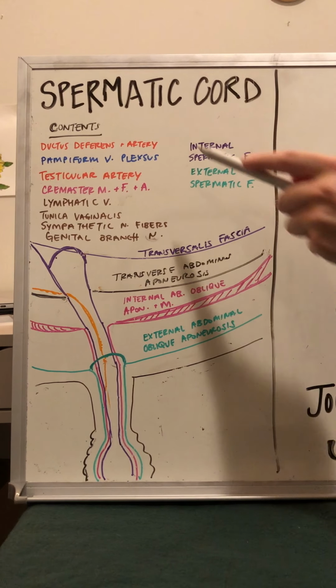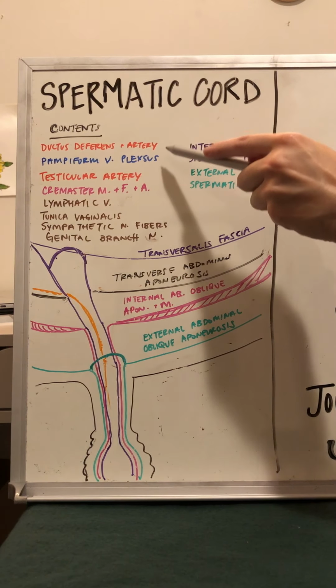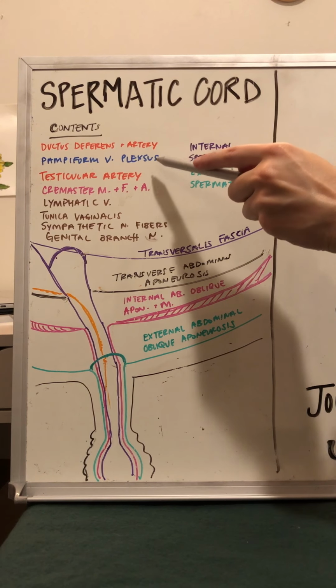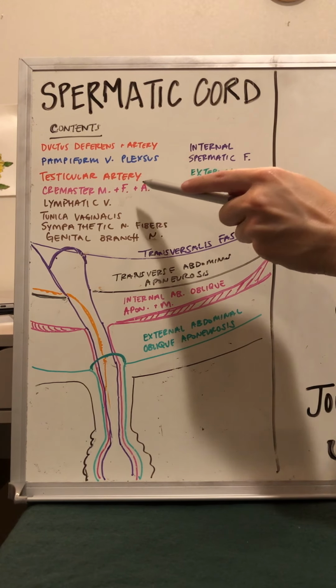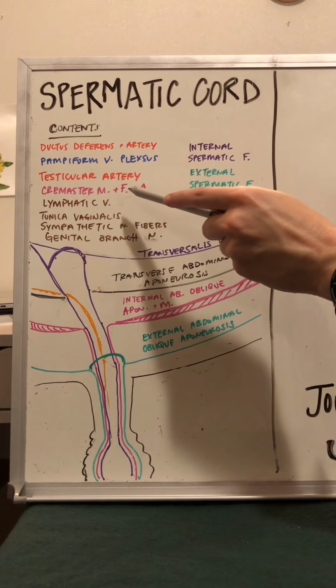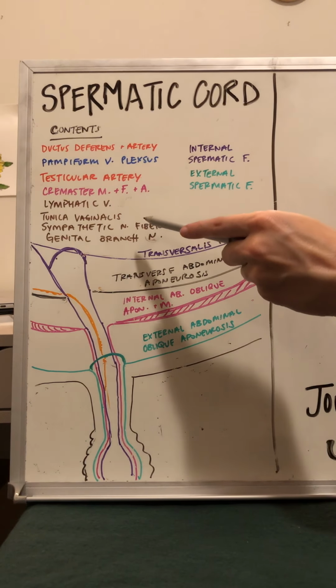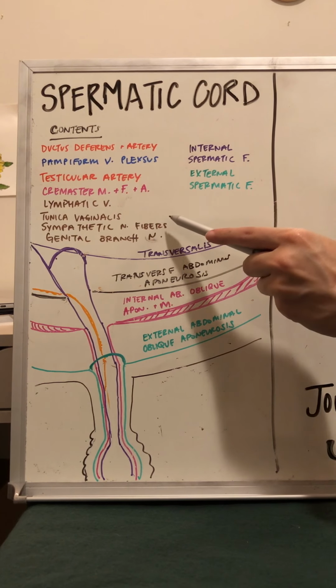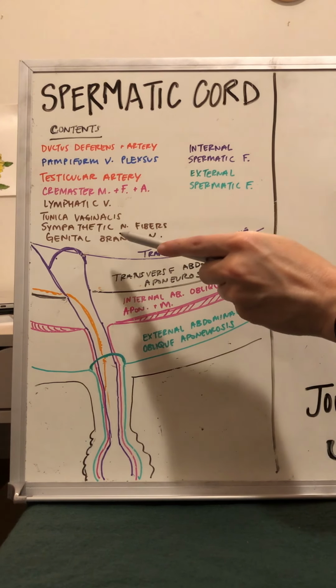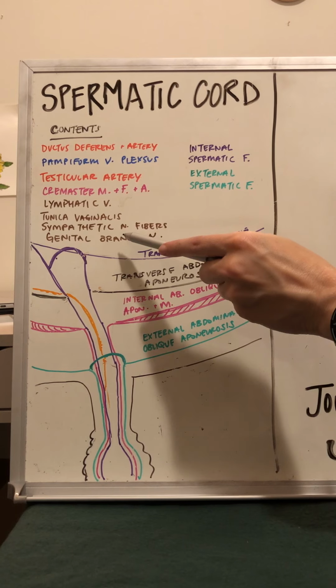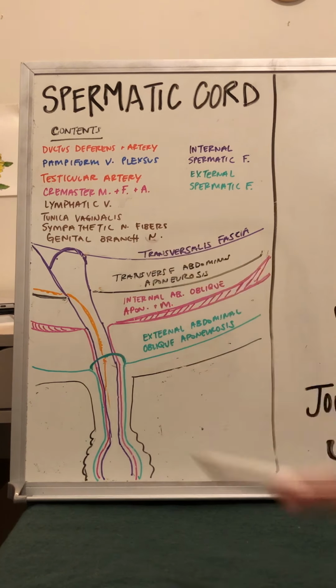The spermatic cord will also contain the ductus deferens and artery, pampiniform venous plexus, testicular artery, the cremaster artery, in addition to the other structures we talked about, lymphatic vessels, tunica vaginalis connecting the testes to the scrotum, sympathetic nerve fibers, and the genital branch of the genitofemoral nerve.